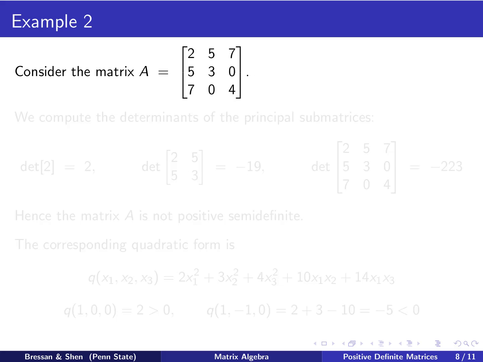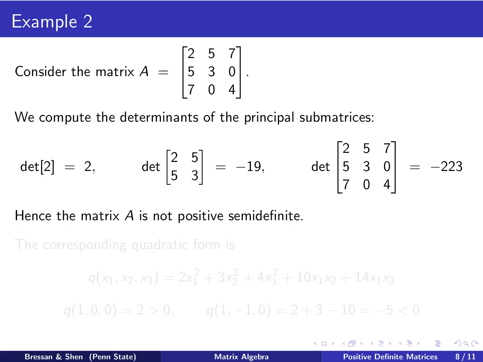Let's take one more matrix A, which looks like this. Let's immediately compute the determinants of the principal submatrices. The first one is 2, just that one. The second one, taking this little square here, works out to -19. And the third one is the determinant of the whole matrix here, and you work out it's -23. We see that they are mixed. Some are positive, some are negative, and therefore the matrix A is not positive semi-definite.